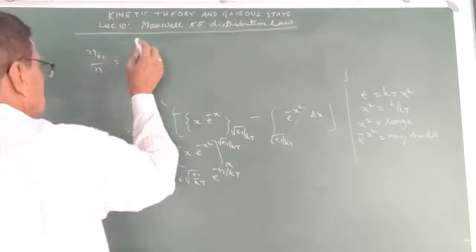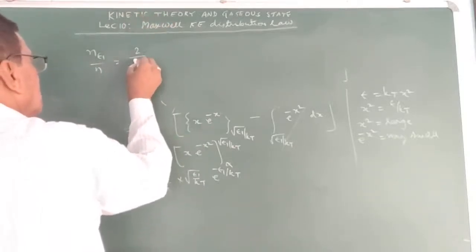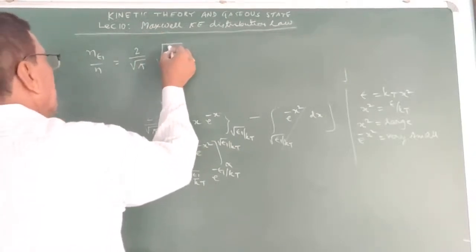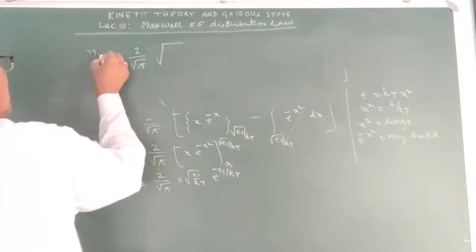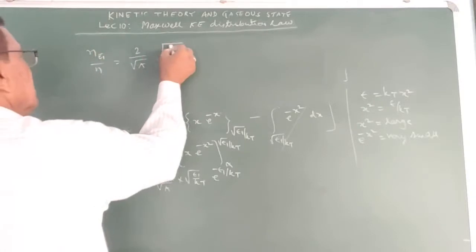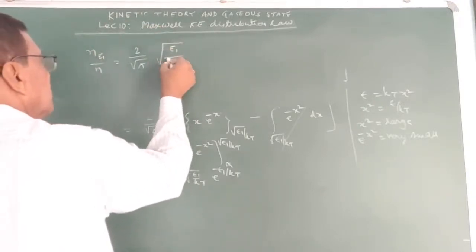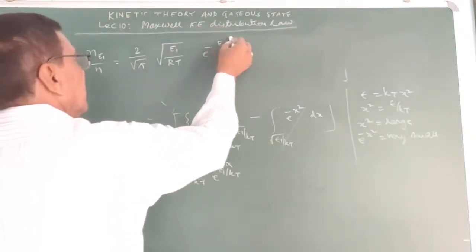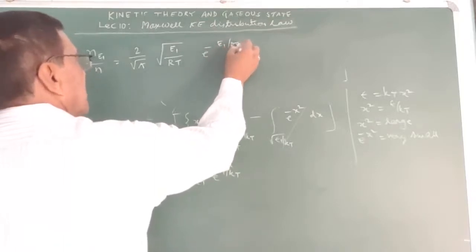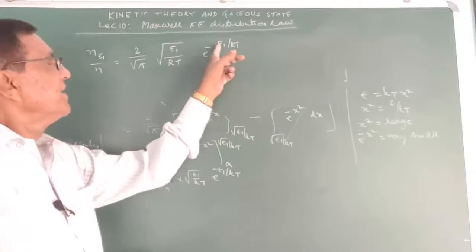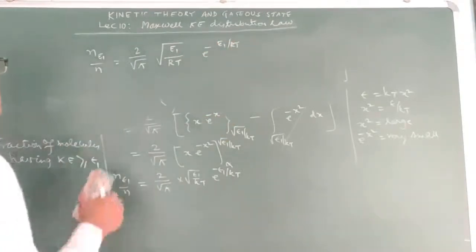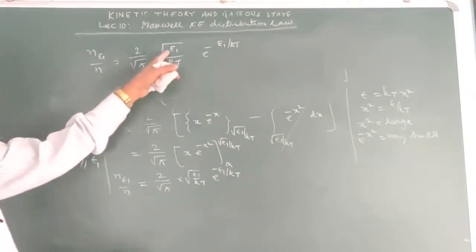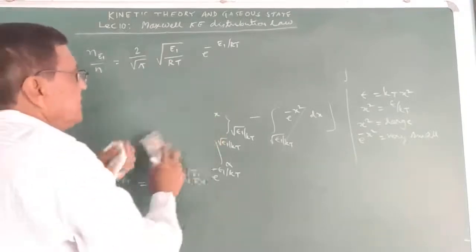So you can write also 2 by root over pi, and here if you consider this molar kinetic energy, then it will be E1 divided by RT, and e to the power minus E1 by RT. R is the molar gas constant, E is the kinetic energy per mole. So it is the fraction of the molecules having the molar kinetic energy greater than or equal to epsilon 1 at a temperature T.